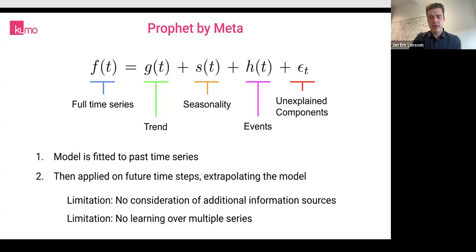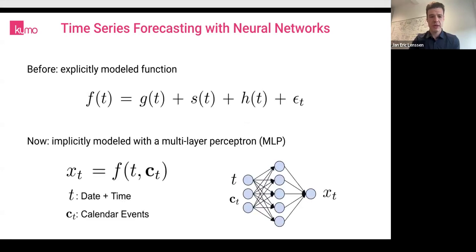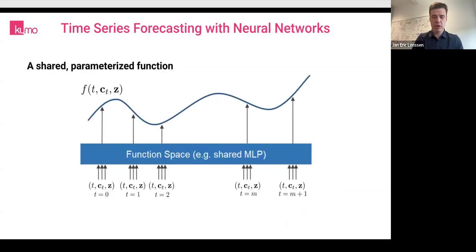So that's why a quite common alternative is to do forecasting with neural networks. And that's what we're going to look at next. So before we actually had an explicitly modeled function. So each of these functions here, they were given as concrete explicitly modeled functions with free parameters. And now we're going to move to a setup where we model this function implicitly, for example, using a multi-layer perceptron, an MLP. So this is just a neural network, like for example, a multi-layer neural network, which takes your input, so the time or maybe some additional features, like your specific calendar features, and produces your value in the future, for example. And you can fit this to the model in a similar way.